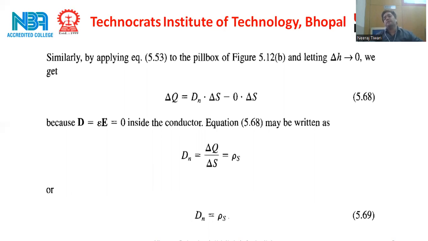In a perfect conductor, charges are on the surface area. That means a surface charge will exist there. That's why I'm saying here Dn is equal to del Q upon del S, because charges are there. So that's why I'm writing here Dn is equal to rho s. I'm assuming this as equation 5.69.